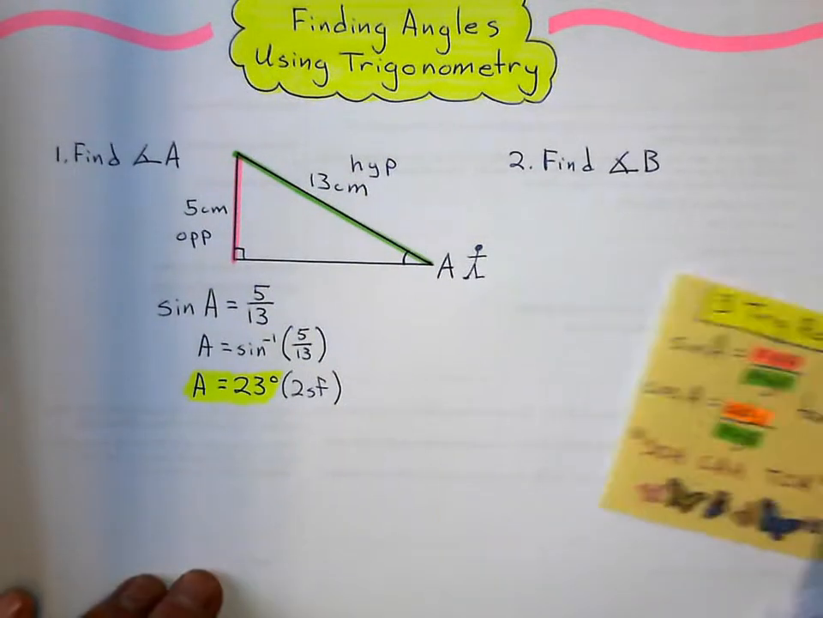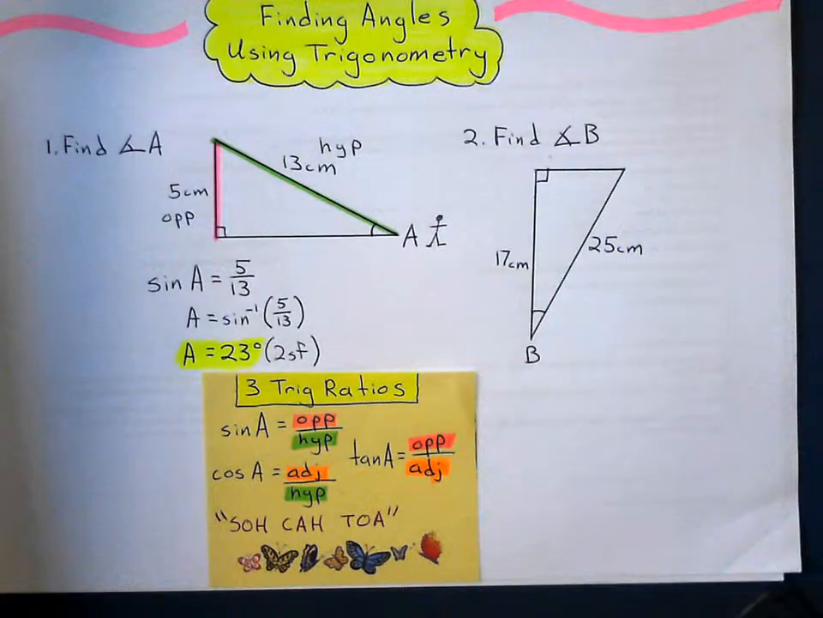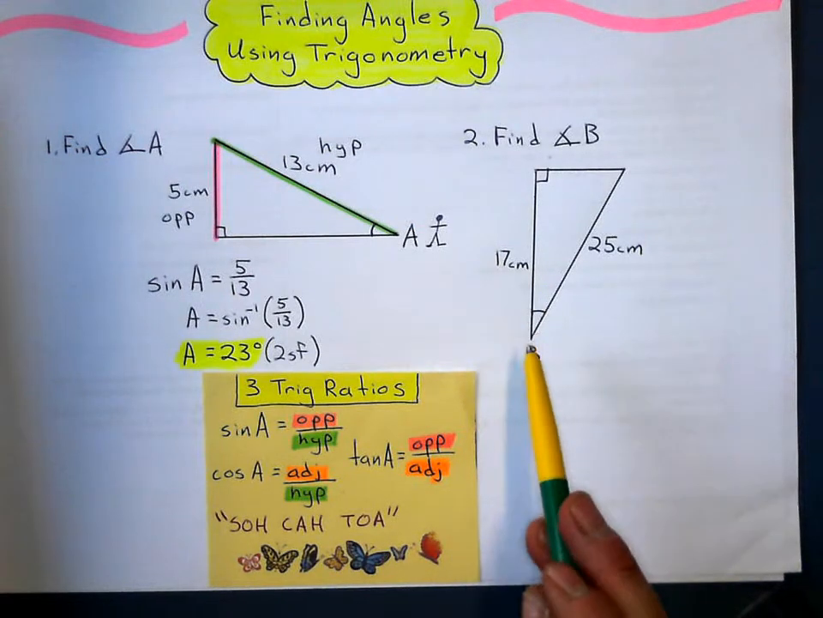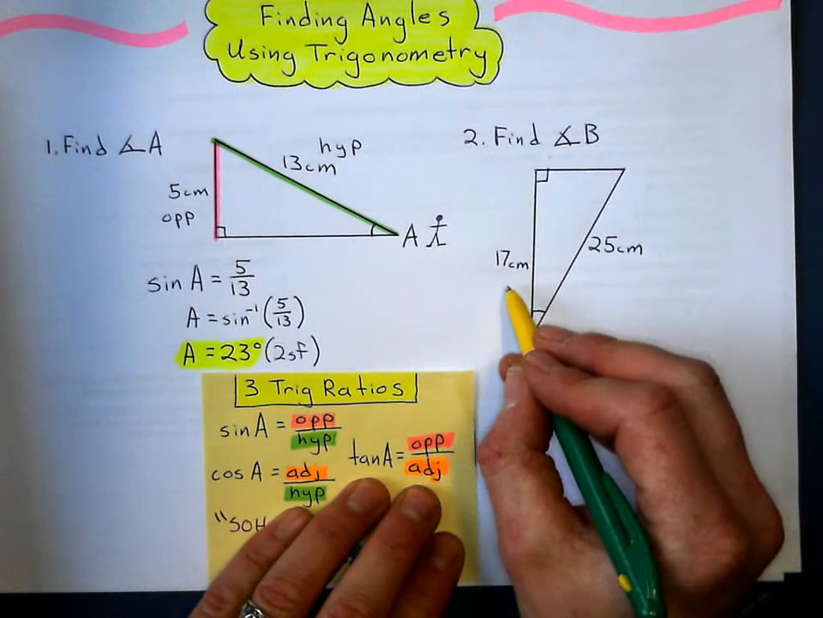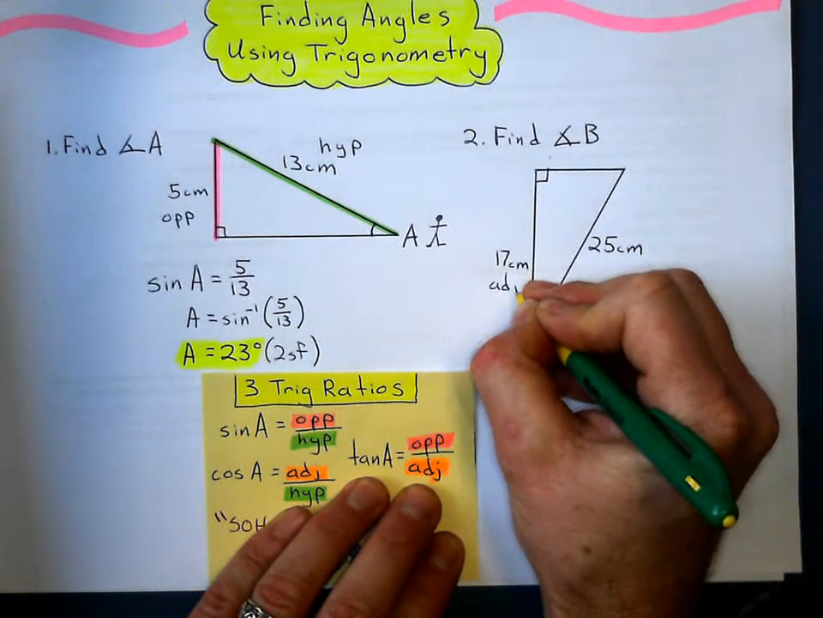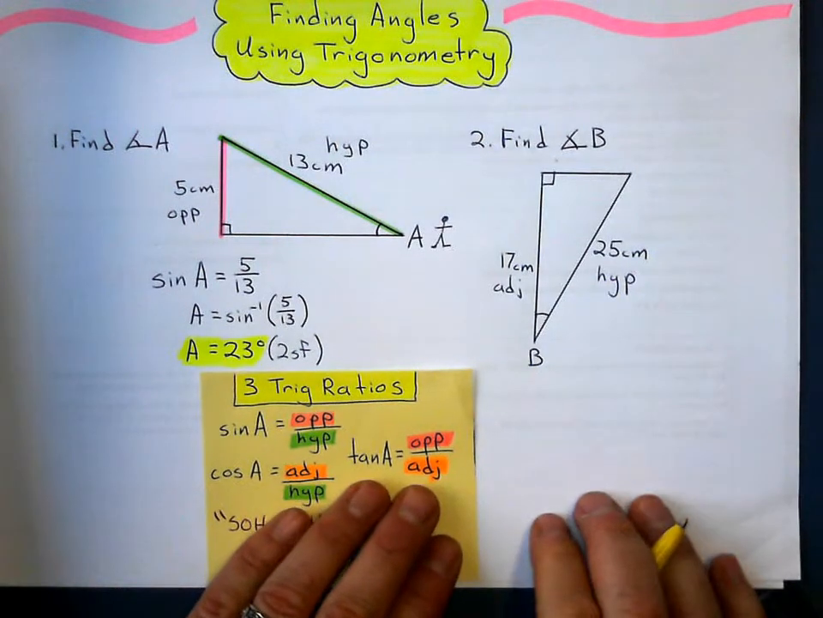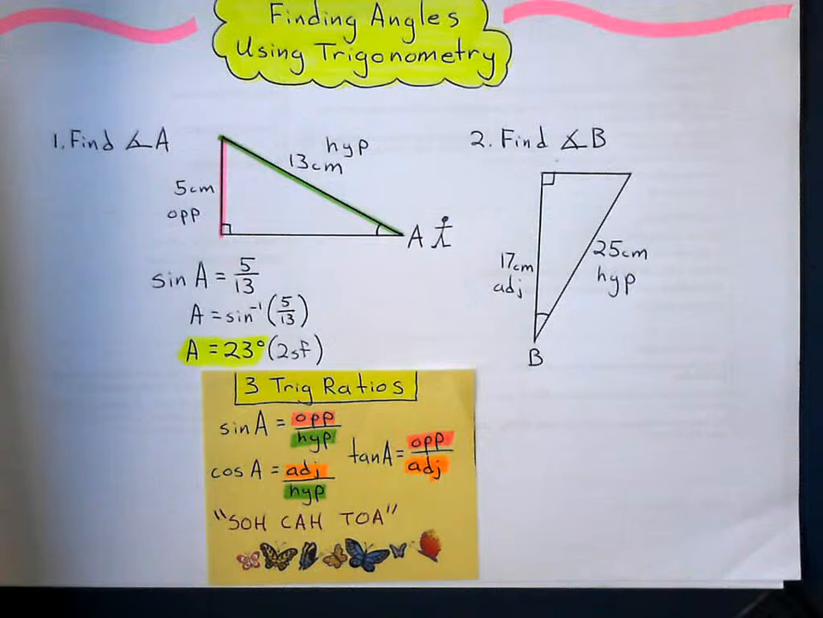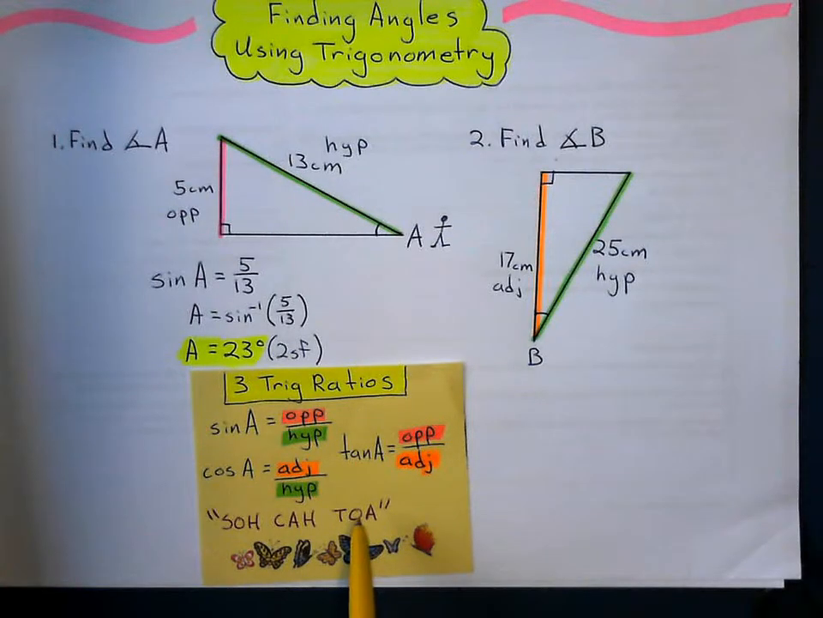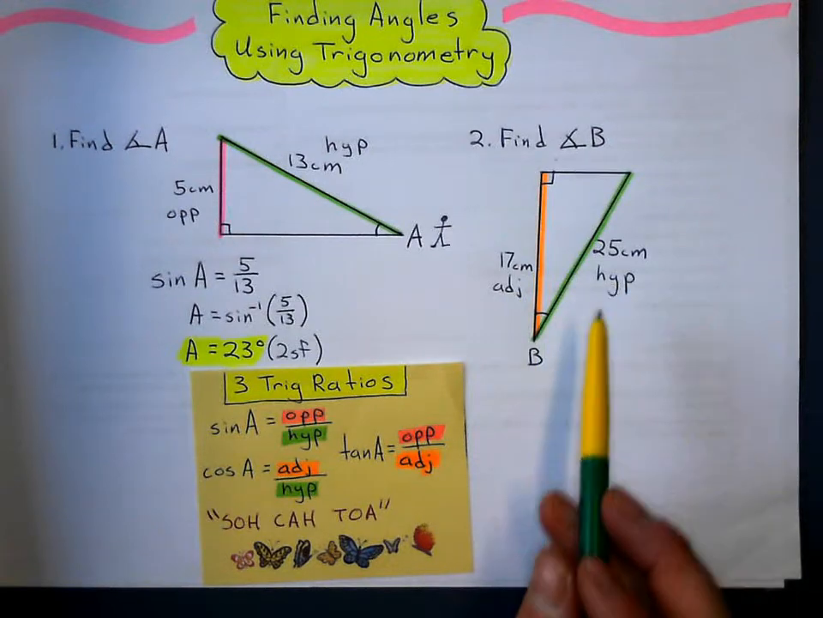Okay, let's try another one using another trig ratio. We're going to be using either cosine or tangent for this one. Let's run through it. We've got our two sides that are labeled, 17 and 25. From angle B, 17 is adjacent and 25 is the hypotenuse. So let's give those the highlighted colors. From SOHCAHTOA, adjacent and hypotenuse have to do with cosine. So set up the equation: cosine of angle B equals 17 over 25.